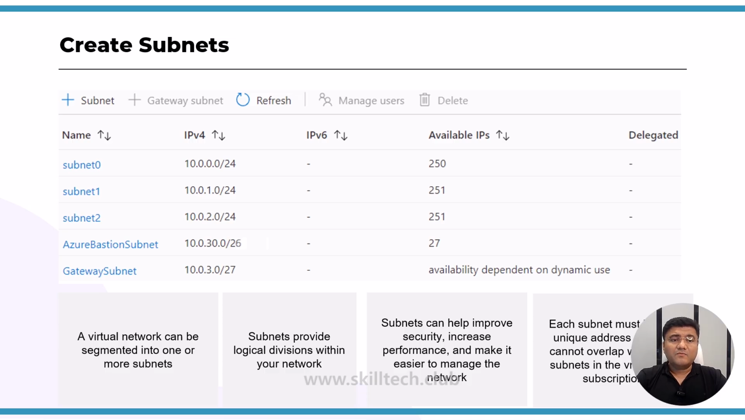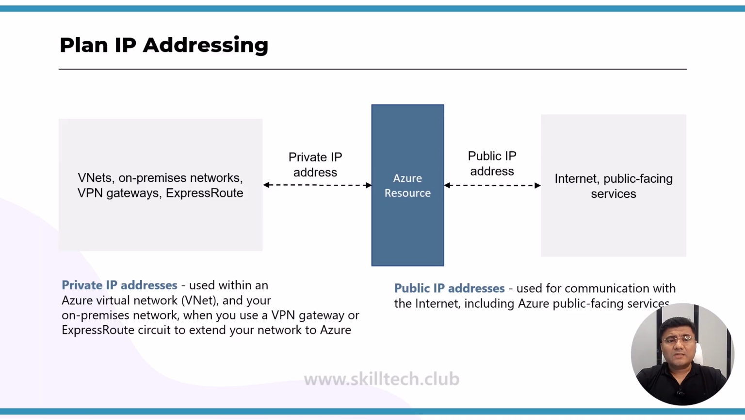Now, obviously, there are different kinds of possibilities and configurations with the IP address range and the subnet mask. Remember, subnets are always going to help you improve security, increase performance, and make it easier to manage your network, because once you create subnets, you will be able to associate them with network security groups. Each subnet must have a unique address range and it cannot overlap with other subnets in the virtual network in the subscription. If you try to do that, it won't allow you to pass the validations of the subnet creation. Now let's talk about IP addresses a little bit in depth.